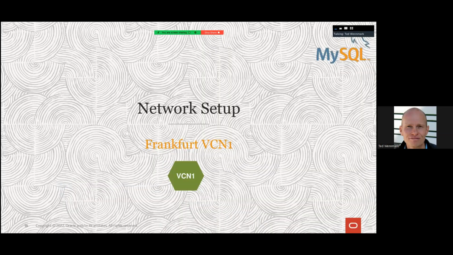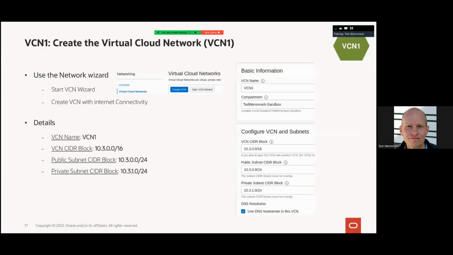Network setup is really easy. I will do everything in the Frankfurt data center, the Frankfurt region. So setting up a network, it's really simple. You're using either the wizard or you just create a VCN. And then you're just filling out the sections that are needed. The most important one, of course, is your CIDR block. So what should be the net mask or the CIDR for this network?